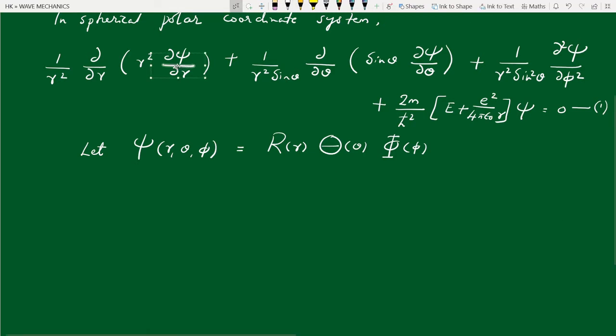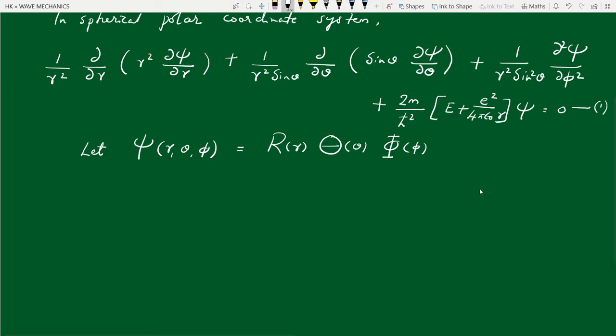Here the differentiation is with respect to r only. So when we substitute for psi as capital R into capital theta into capital phi, this capital theta depends only on theta, so we can take it outside the differential symbol in the first term. Also capital phi depends only on the angle phi, so we can take it outside the differential symbol, because the differentiation here is only with respect to small r. Okay, they can be treated as constants, the theta part and phi part.